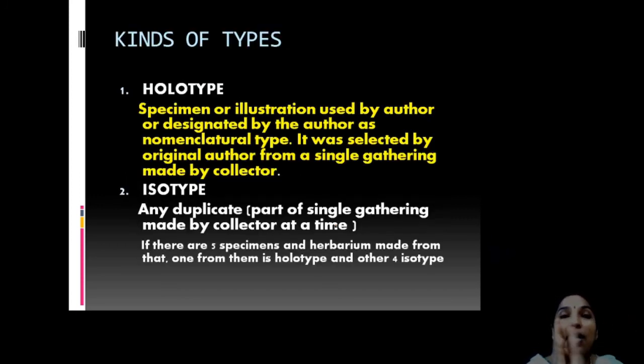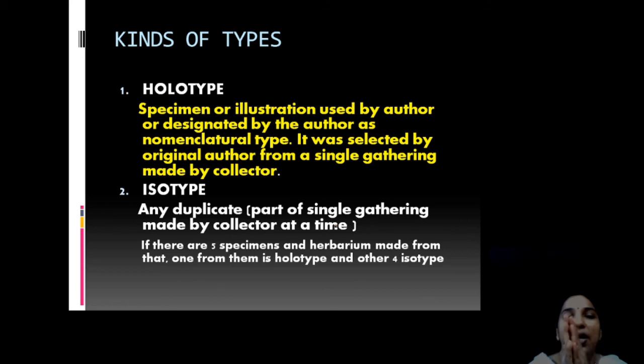So there are different kinds of types. For example, the first type is holotype. What is a holotype? A specimen or illustration used by the author or designated by the author as the nomenclatural type. So it was selected by the author from a single gathering made by a collector.